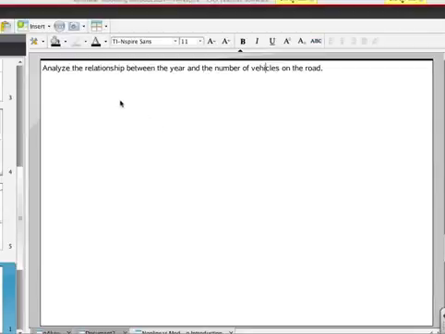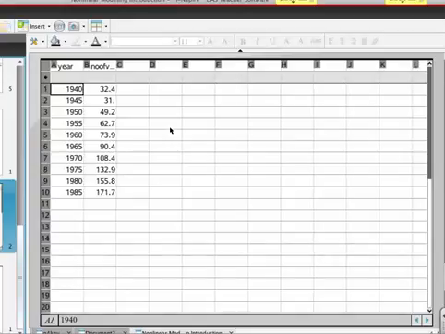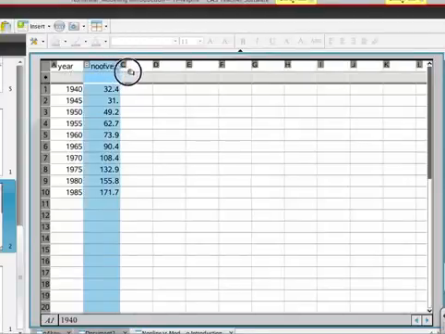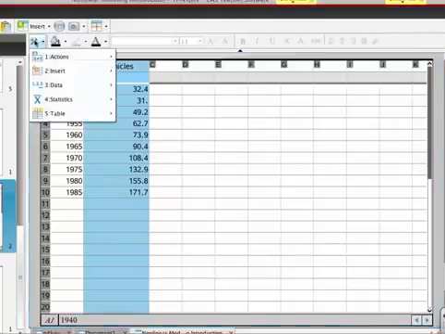In this follow-up video, I would like to look at the next example that's in your Inspire file, where you analyze the relationship between the year and the number of vehicles that are on the road. And this data is also on that file. So go to the data file, and you see that it's organized as year versus the number of vehicles that are on the road. Okay, so the very first thing again that we want to do is we want to look at the graph of this.